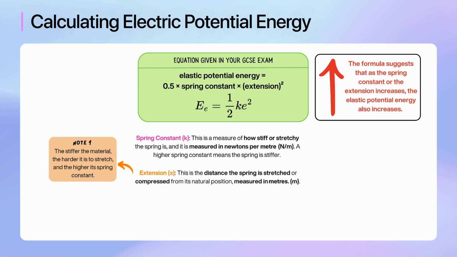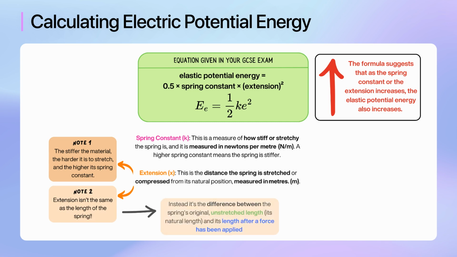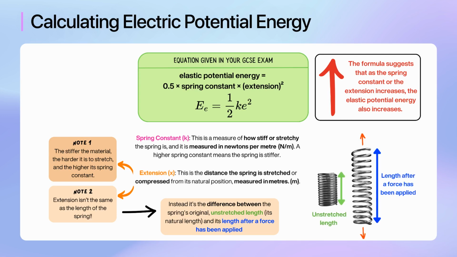Note that compression and extension are treated the same for energy calculations. Also note that extension isn't the same as the length of the spring. This is a very common mistake. Instead, it's the difference between the spring's original, unstretched length and its length after a force has been applied. It is also worth noting that elastic potential energy, like other energy types, is measured in joules.